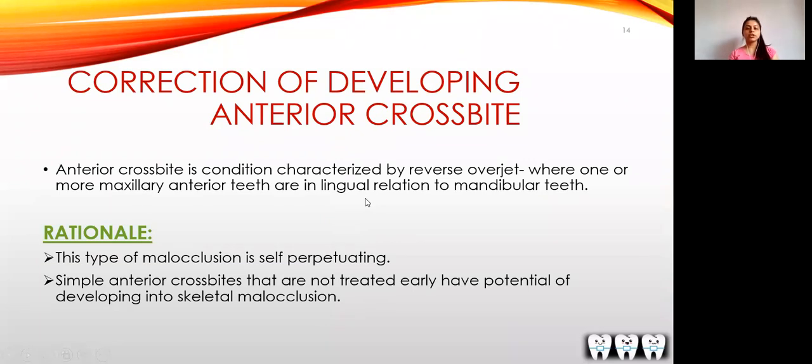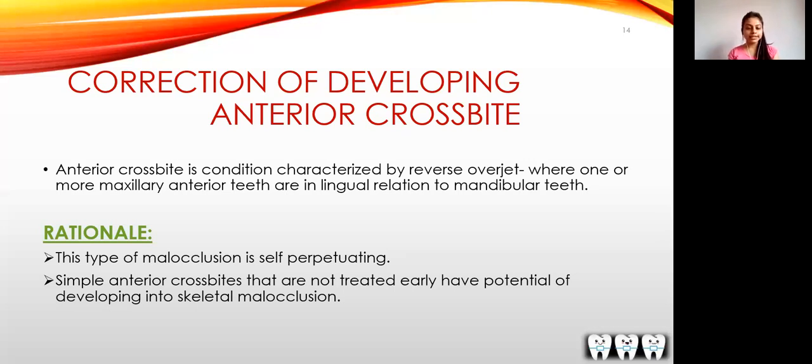Now let's talk about the correction of developing anterior crossbite. Anterior crossbite is the condition characterized by reverse overjet, where one or more maxillary anterior teeth are in lingual relation to the mandibular teeth. It is important to intercept this malocclusion at an early stage, because this type of malocclusion is self-perpetuating. That means if it is present in the primary dentition, then most probably it will be present in the mixed and the permanent dentition as well.